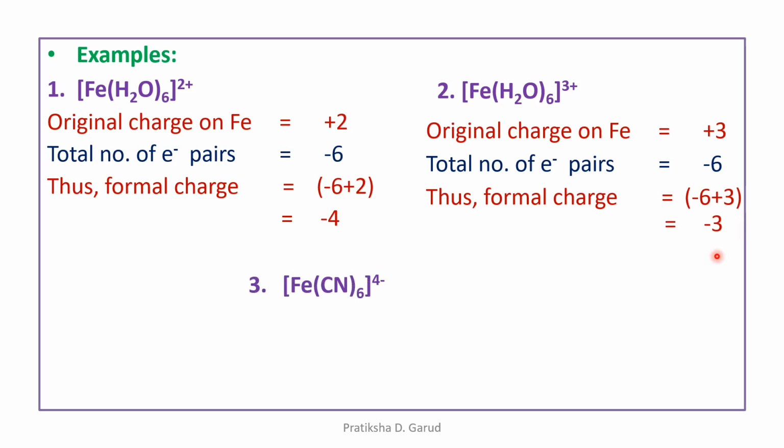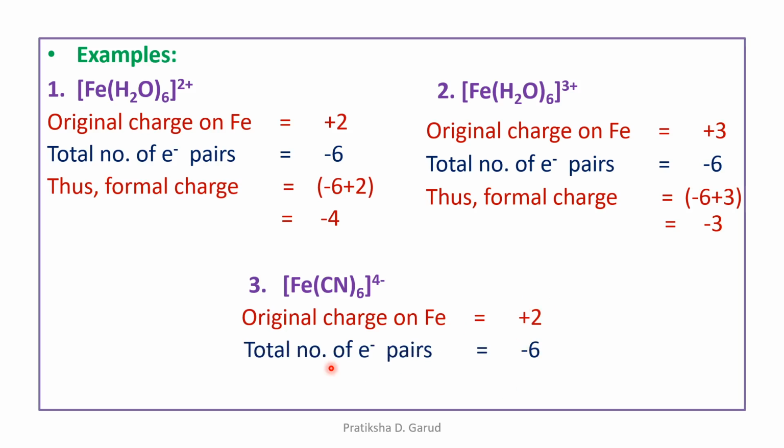One more example, that is [Fe(CN)6]4-. First of all, the original charge on the Fe is +2. How is it +2? Cyanide is a negative ligand, and one cyanide has a -1 charge, so in total it has a -6 charge. So it becomes +6 - 4, which equals +2. So the original charge on the Fe is +2. Then the total number of electron pairs: as there are 6 ligands, there are 6 electron pairs, which equals -6. And hence the formal charge is -6 + 2, which equals -4. So in this way we can find out the formal charge.